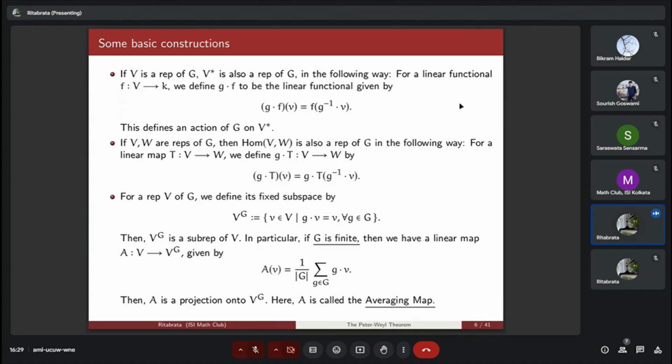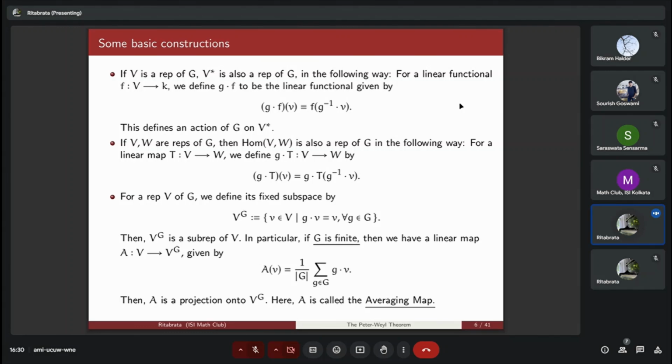Given some representation, we want to develop a theory where we build more representations out of it. If we have a representation V of G, that is, if G acts on V, we can make the dual space V star also a representation of G. That is, if G acts on V, then G acts on V star also in a natural way.